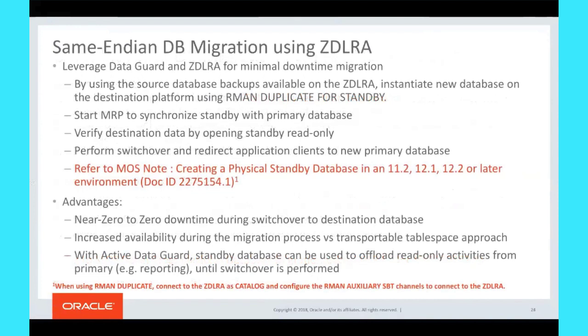For Same-Endian, same platform database migration purposes, you can use an even simpler process using RMAN duplicate. So this is our command in RMAN to clone or to create a new database. And what you can do is create a new standby database using duplicate, again, using that virtual full backup from the recovery appliance. Then you can start up your managed recovery process. Because of the same platform or Same-Endian, you can have redo shipped and applied on that standby across the source and destination. So this redo keeps that standby up to date, and then you can verify the destination by opening that standby read-only, and then you can perform a switchover.